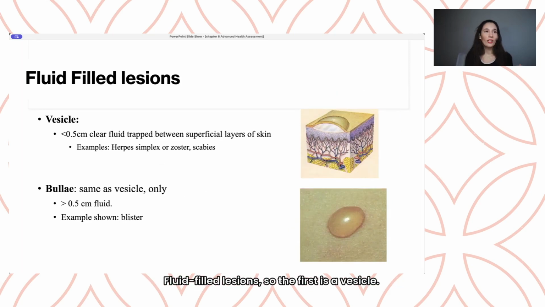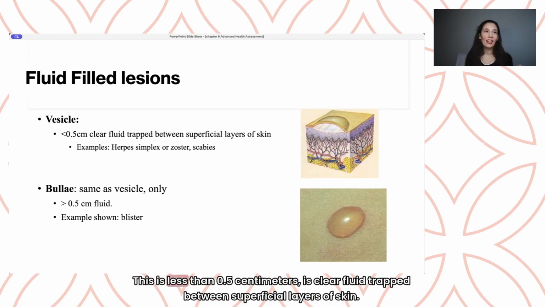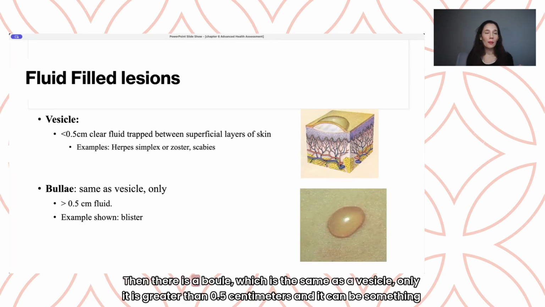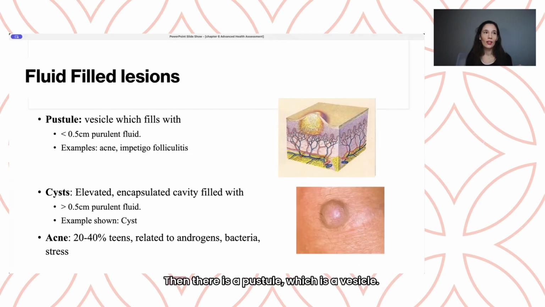Fluid-filled lesions. So the first is a vesicle. This is less than 0.5 centimeters, clear fluid trapped between superficial layers of skin. We can think of things like herpes simplex or zoster or scabies. Then there is a bulla, which is the same as a vesicle, only it is greater than 0.5 centimeters, and it can be something like a blister. Then there is a pustule, which is a vesicle filled with purulent fluid. An example is acne, impetigo, folliculitis.